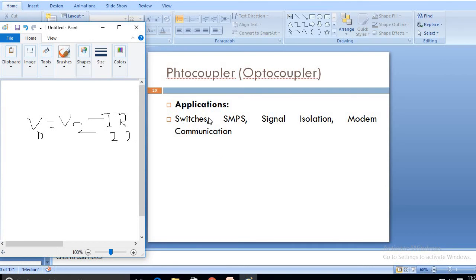Some of the applications of photocouplers and optocouplers are in switches, because I need to connect two circuits using a switch, and also in SMPS, signal isolation, and modem communication. Photocoupler means I need to combine two circuits and communicate between them, so there is a bridge between these two circuits. That is what the photocoupler means. Understood? Okay, these are all the semiconductors.